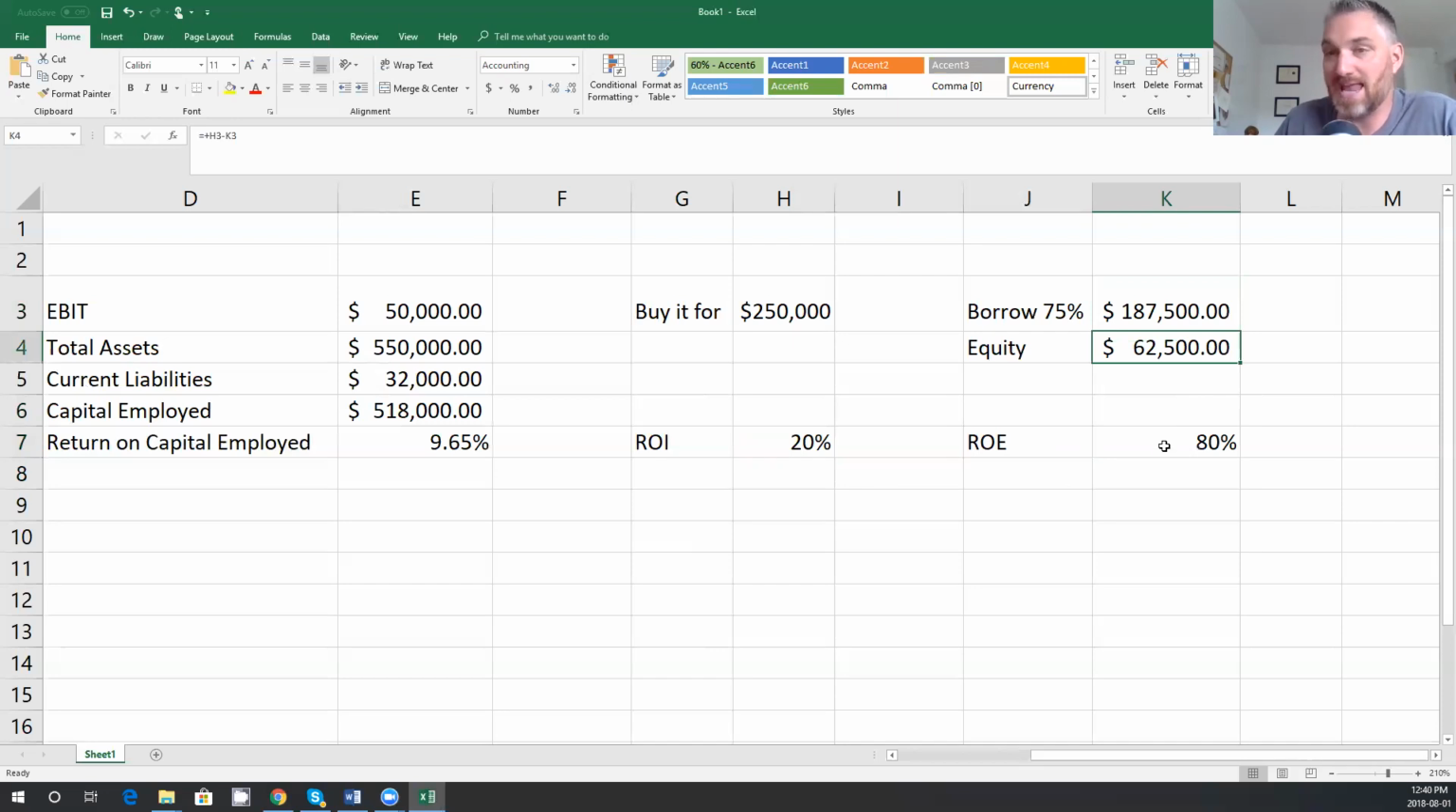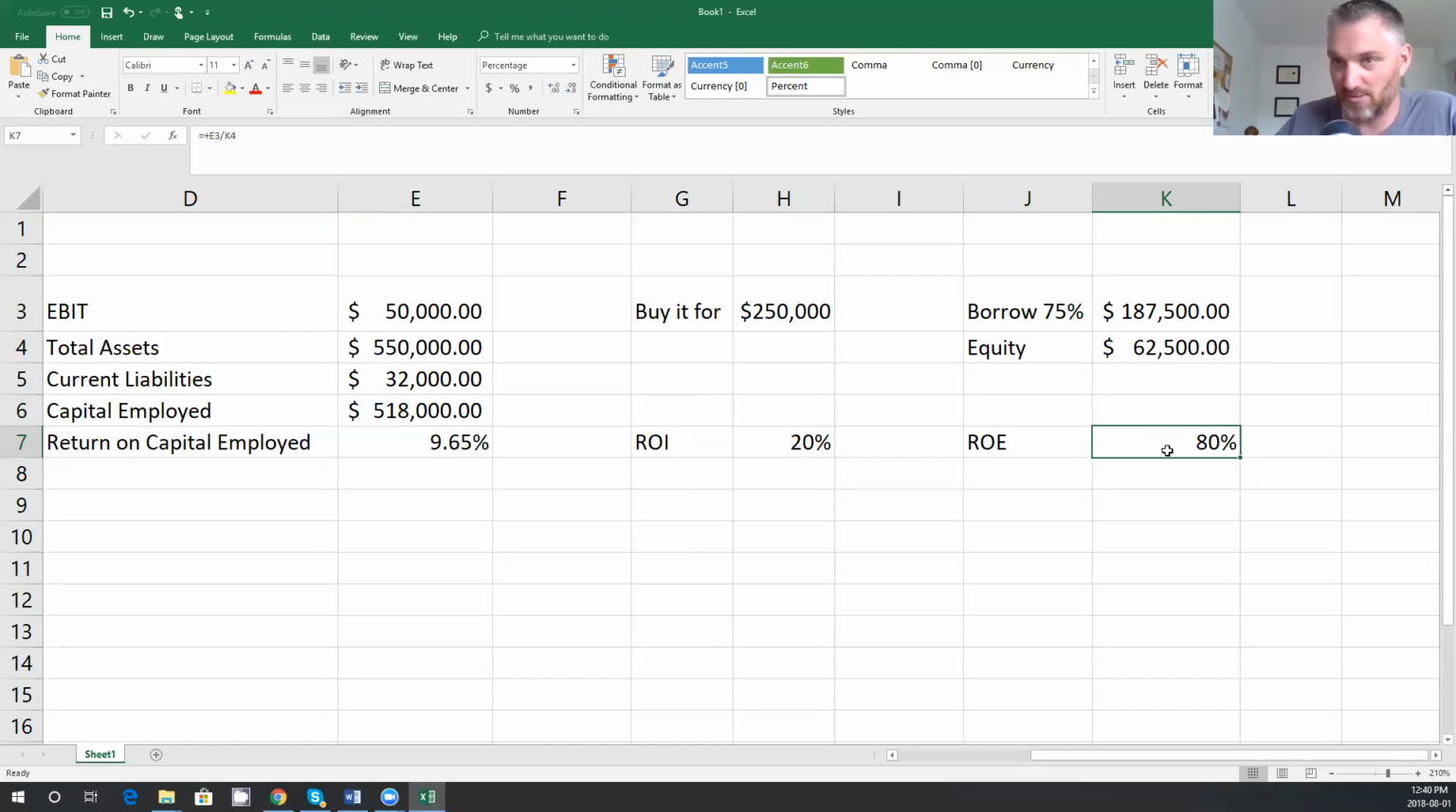And in this simplified example, that is going to mean that our return on equity is going to be 80% because we're going to be earning $50,000 on our $62,500 investment. Now, we're looking at EBIT, which is earnings before interest and taxes, and obviously that ROE number would be affected by the fact that we have to service that debt, right? Which is why I chose EBIT, to make it simple here.